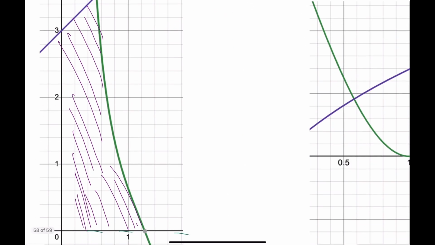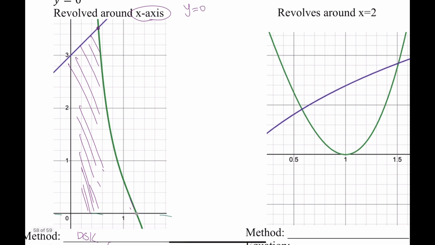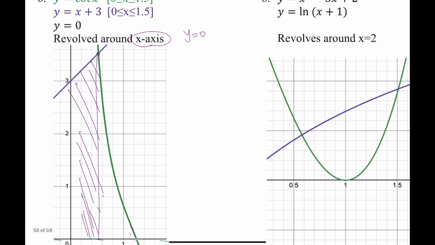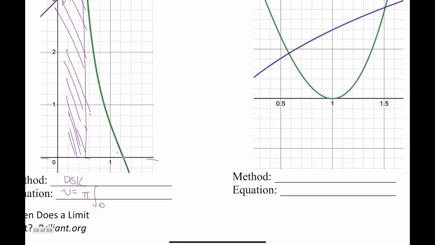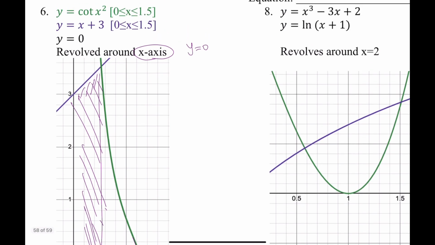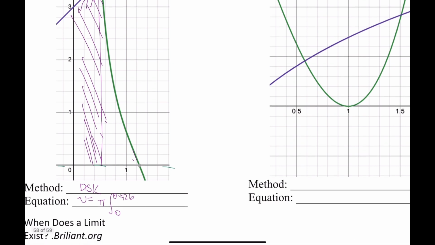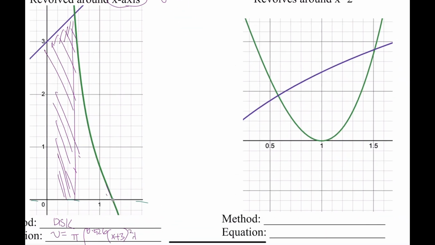What we do is divide this into 2 parts. Before the intersection, the green function doesn't really affect the volume, because our shaded area is on the line. So we're going to say from 0 to 0.526, and this is only recording the line right here, so x plus 3, and then this whole thing squared, dx.